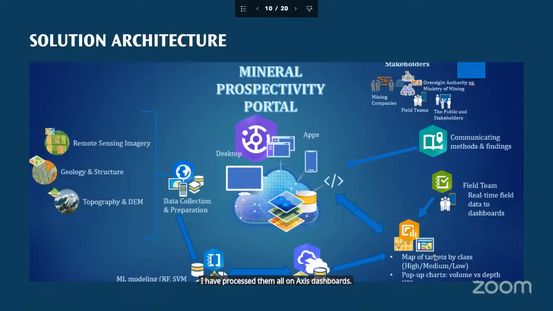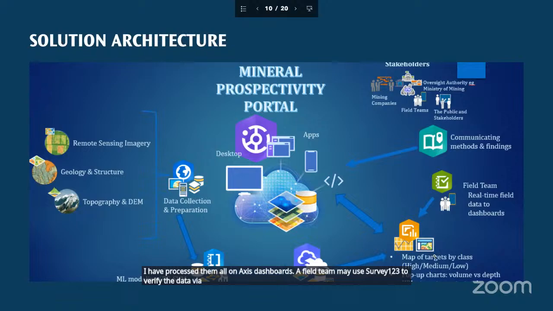A field team may use Survey123 to verify the data via ground truthing. This data is accessible to stakeholders like the Ministry of Mining and other mining companies.